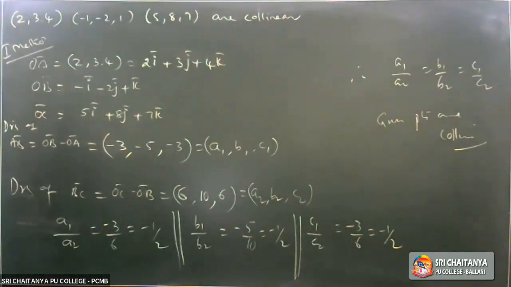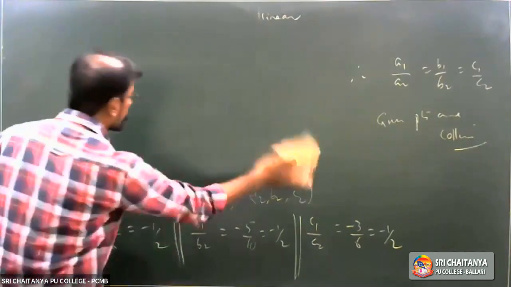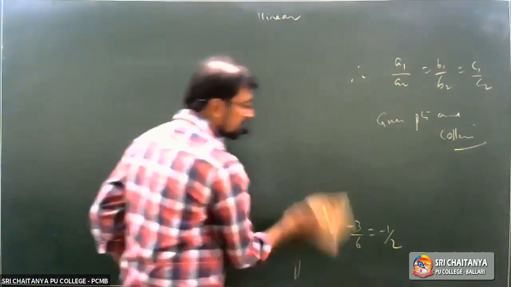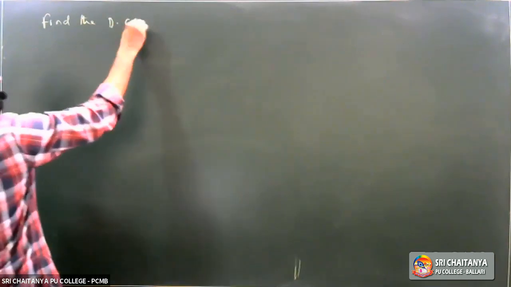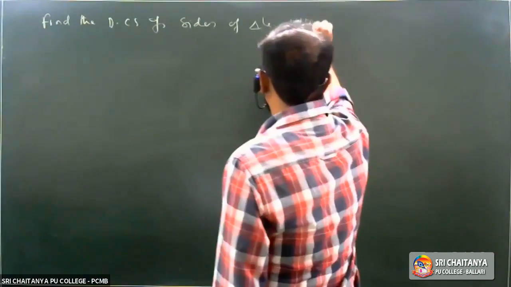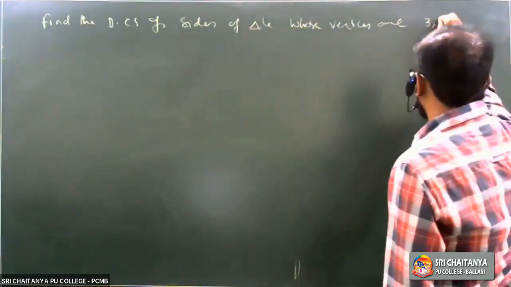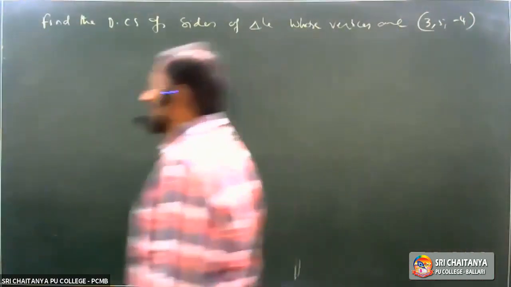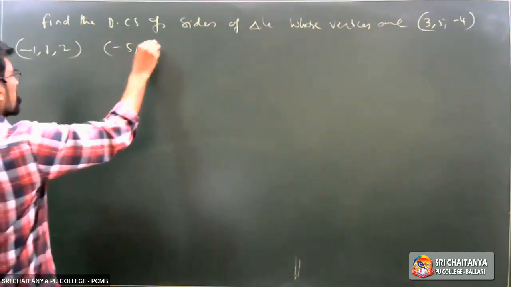Find the direction cosines of sides of triangle whose vertices are (3, 5, -4), (-1, 1, 2), (-5, -2).